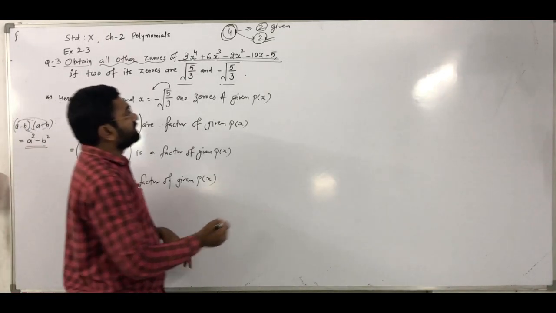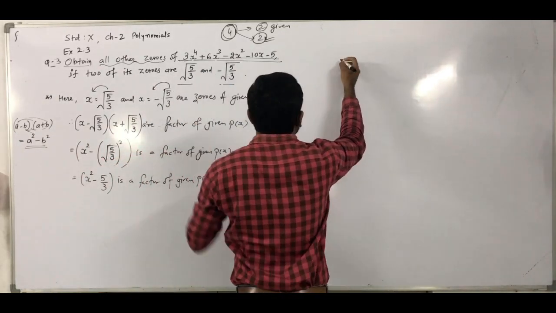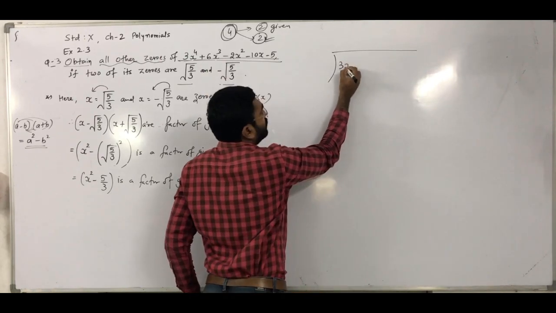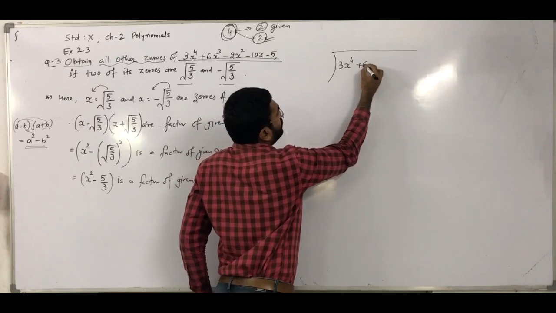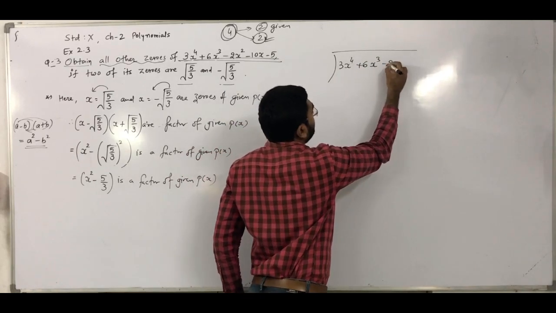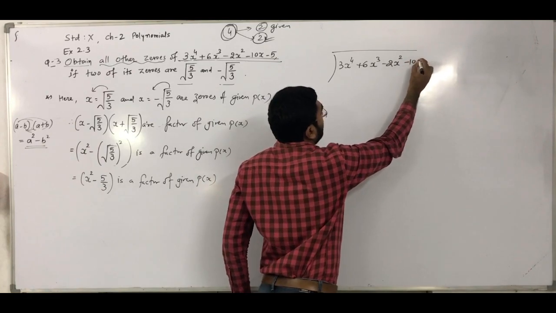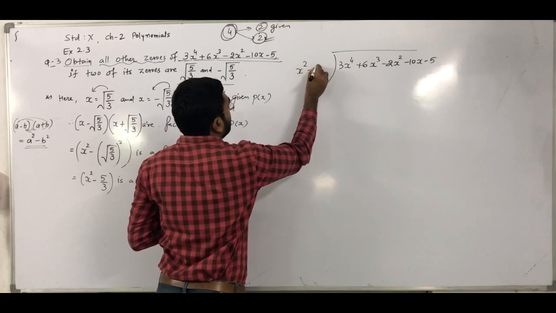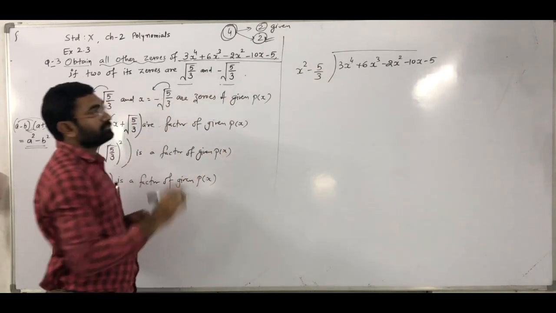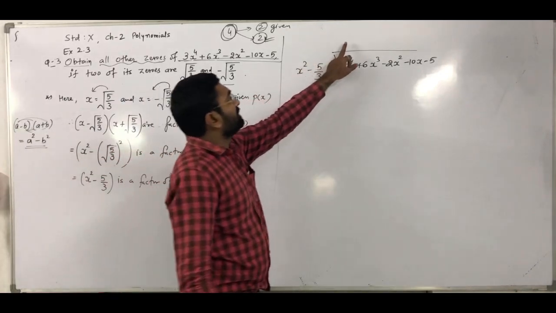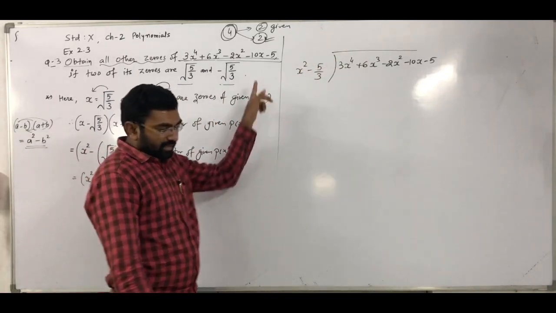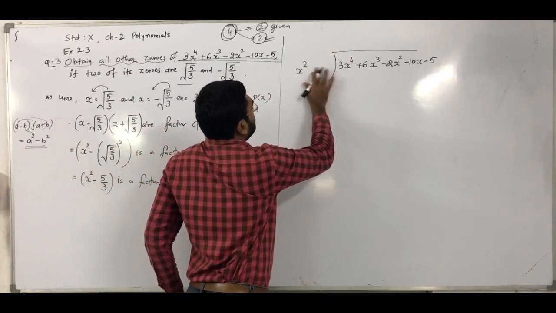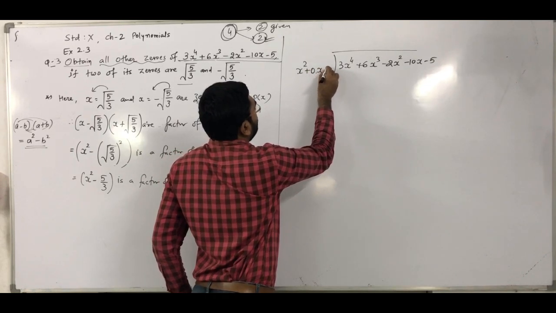x square minus 5 by 3, and this is 3x raised to 4. The given polynomial is 3x raised to 4 plus 6x cube minus 2x square minus 10x minus 5. We have to divide by x square minus 5 by 3. For finding out the first term of the quotient, here the x square minus 5 by 3 is there, so we have to write it in standard form. So we can say plus 0 into x minus 5 by 3.